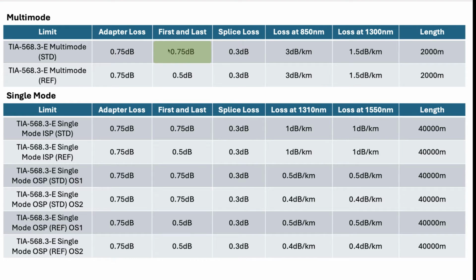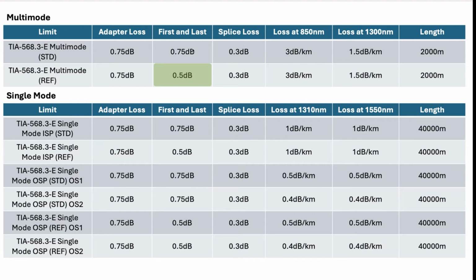Now here we see for STD, the loss allowed for the first connector and the last connector is 0.75. That's because with standard connectors, we allow 0.75 dB of loss. Our splice loss is 0.3 dB. Our loss per kilometer at 850 nanometers is 3 dB per kilometer, and our loss at 1300 is 1.5 dB per kilometer, and our link limit is 2000 meters.